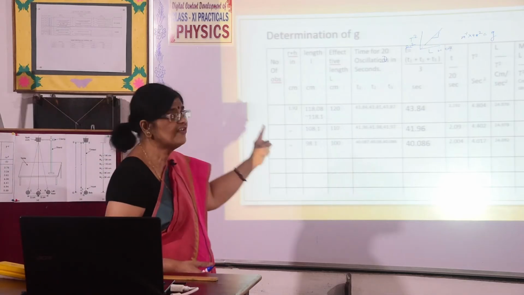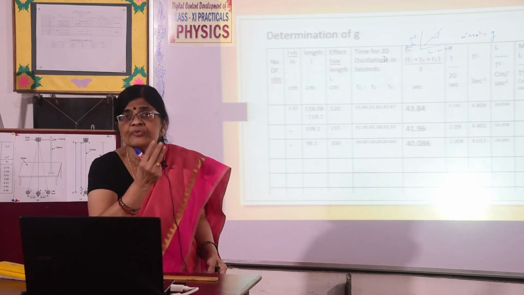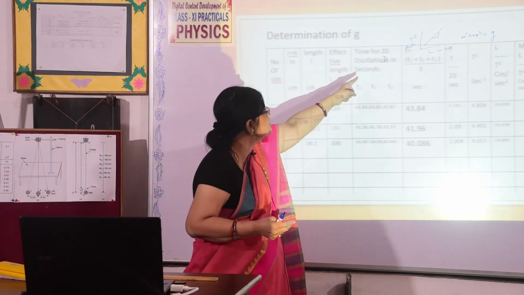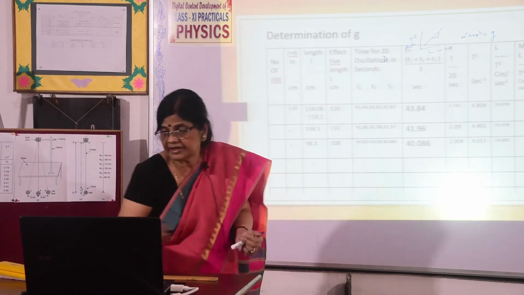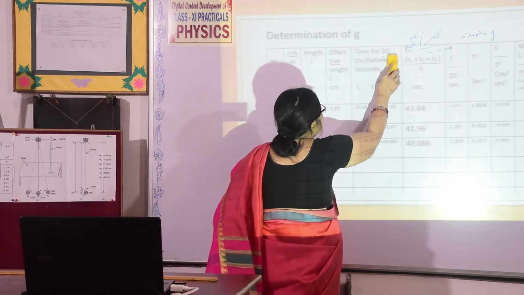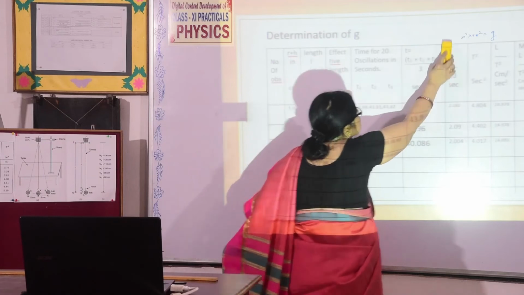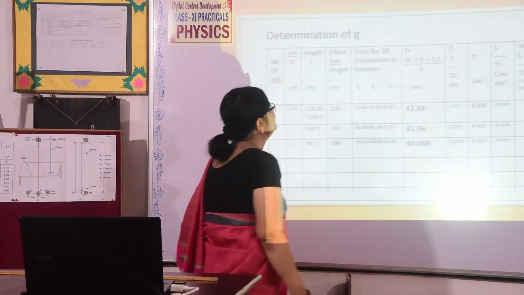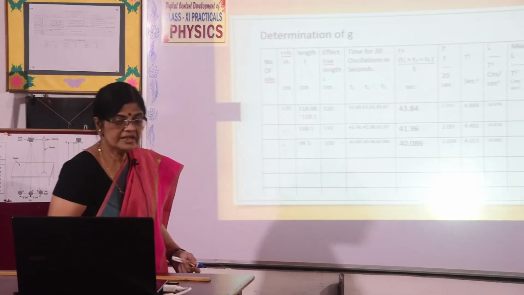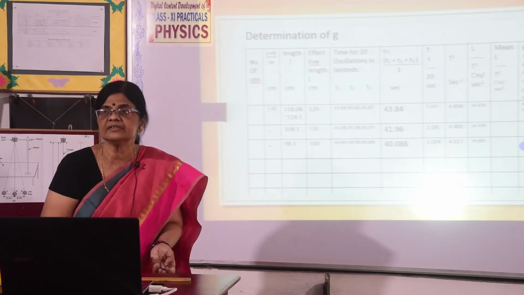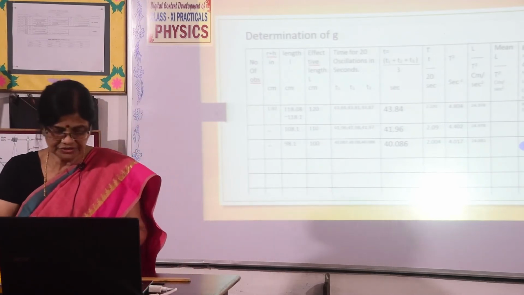But for every effective length, the time for 20 oscillations has to be calculated. So here T1, T2, T3 seconds. These are 3 times you have to calculate. So I will only show the oscillations.